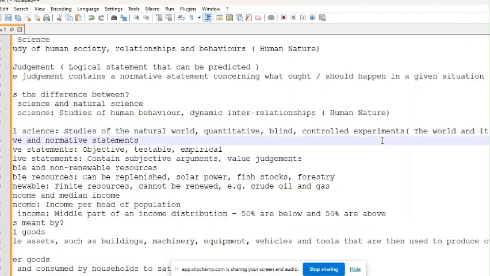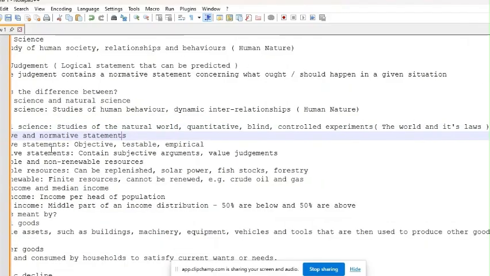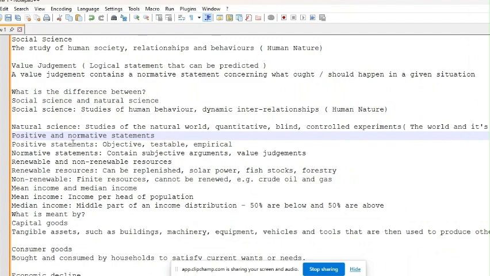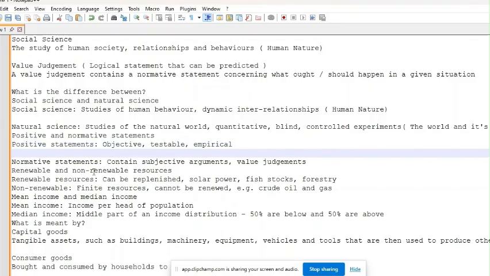So we have established that. So, what is the difference between positive and normative statements? Positive statements are objective, testable, and numerical, meaning that when repeated, they have an accurate justification. Normative statements contain subjective arguments and value judgments. So, these positive statements are testable.